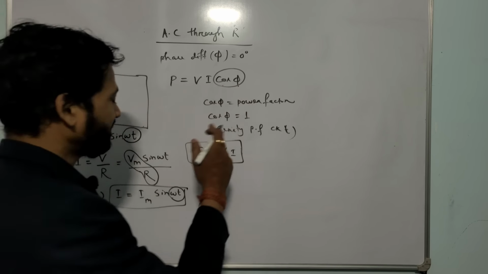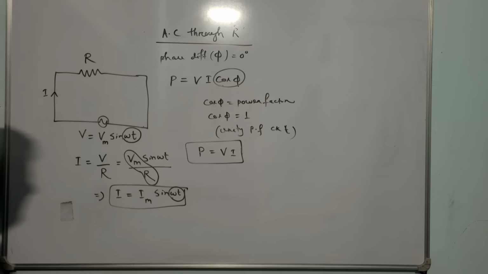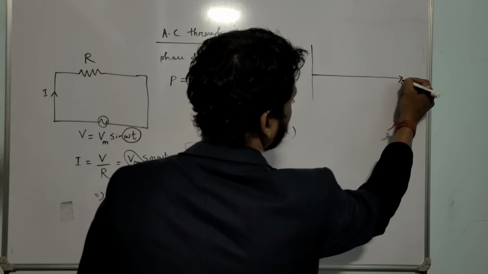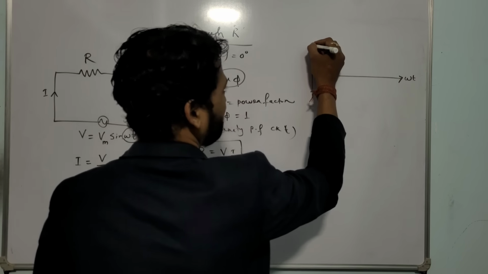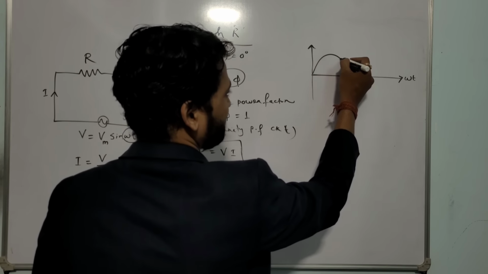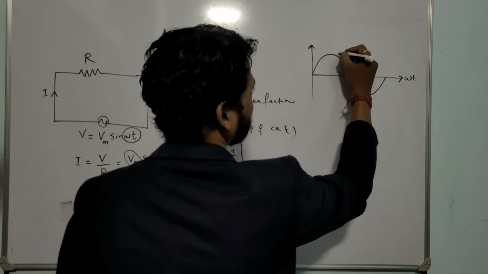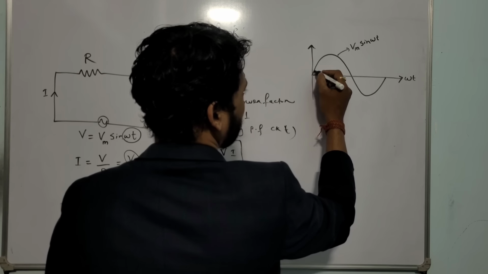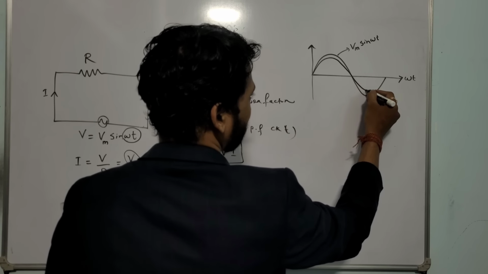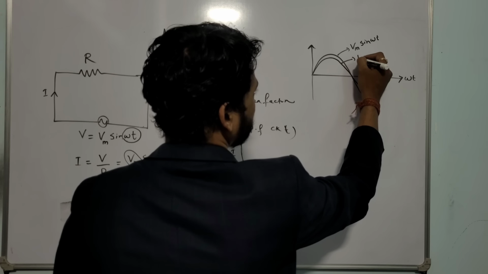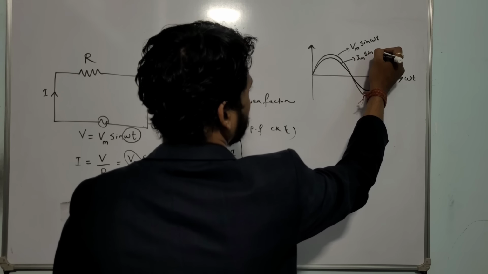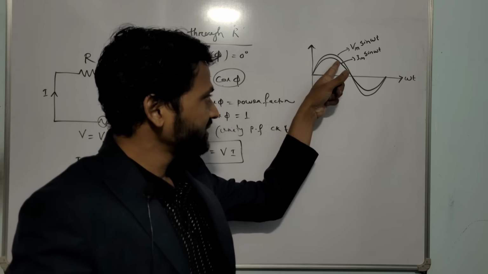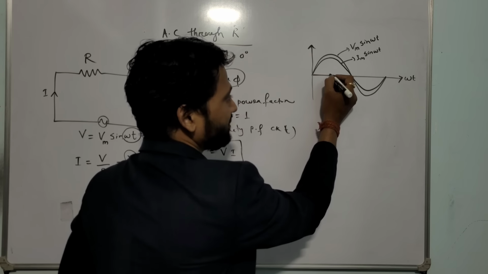Now if I compare between the voltage and current, we can draw the waveform. If I take omega t on the x-axis and voltage and current on the y-axis, let this one be the graph of voltage, that is Vm sin omega t. And what is the nature of current? The nature of current will be the same. This one is Im sin omega t. See, by comparing voltage and current, the phase difference will be 0. Let us consider this point.